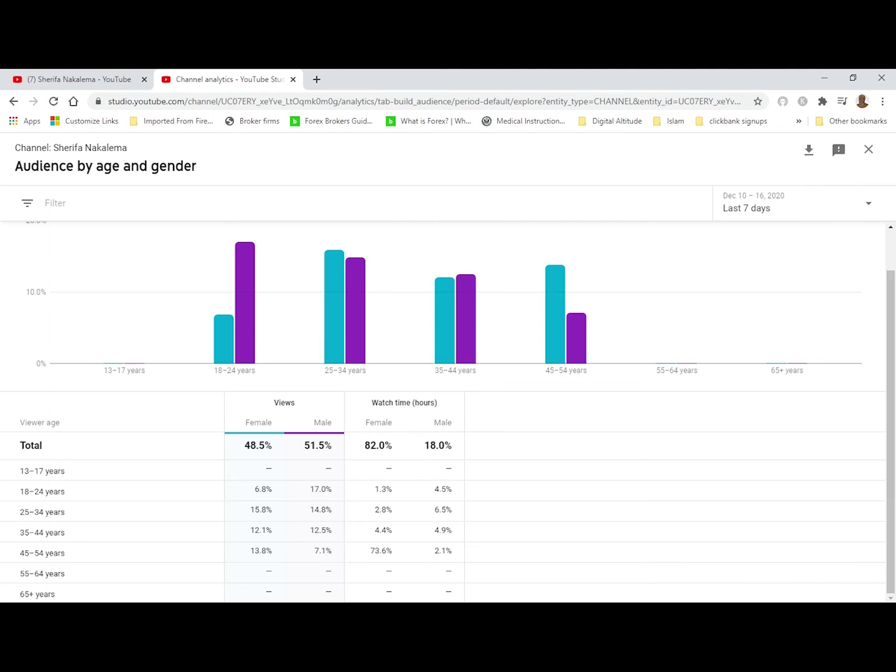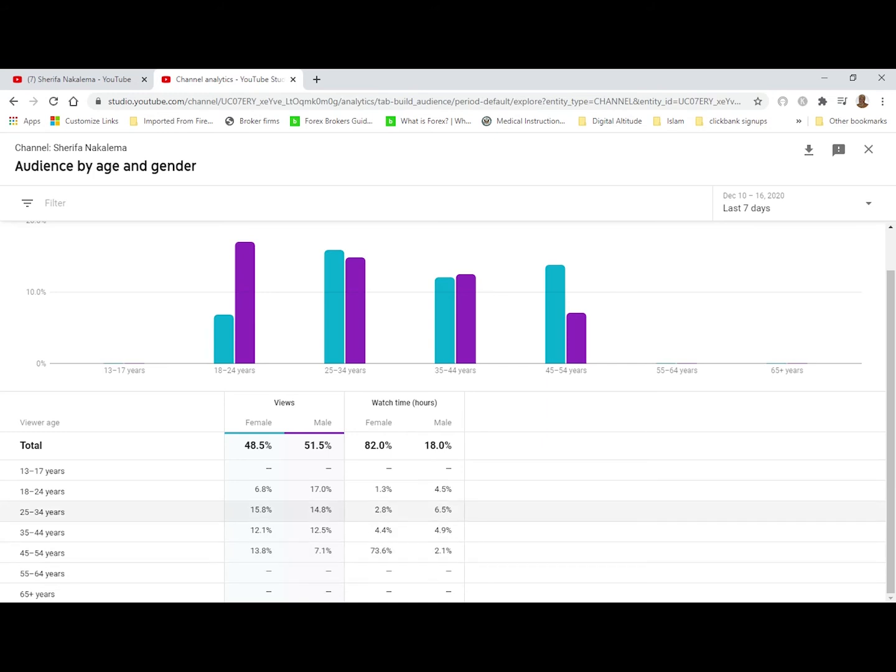Wow, it changes. So we have 48% female, 48.5, and 51.5. That didn't change so much, but see what changed. What changed is that the watch hours are mostly coming from females, 82%. And when you come down here, remember that age? I didn't even look at the other categories. I'm not very interested in that.